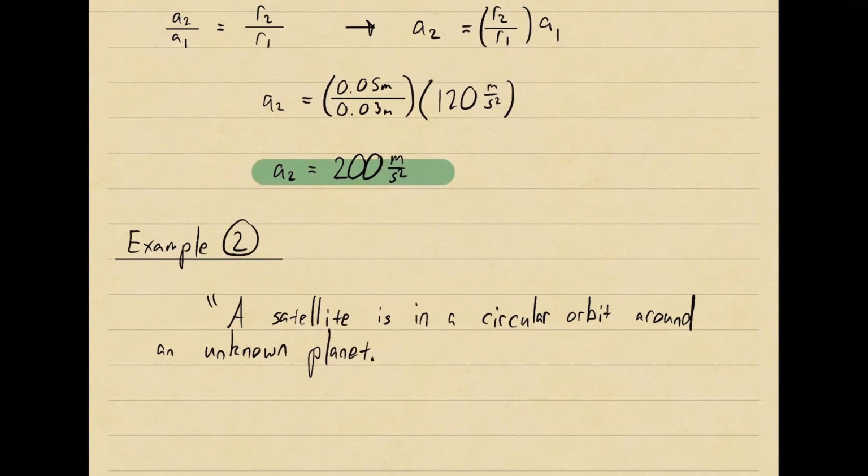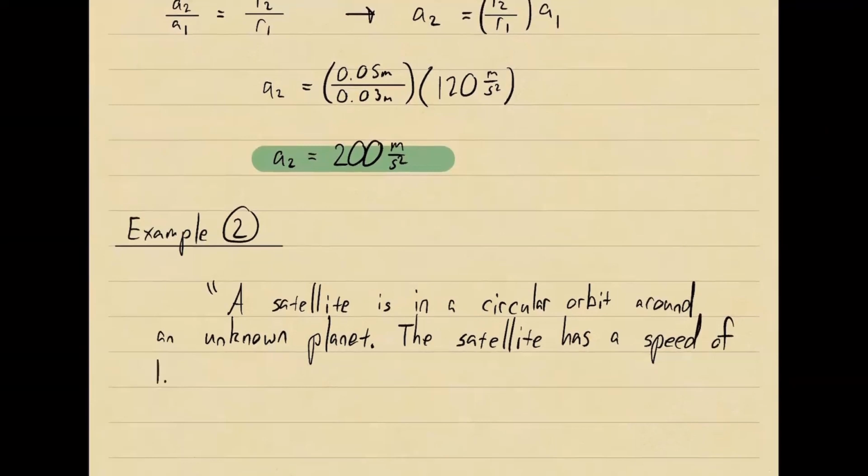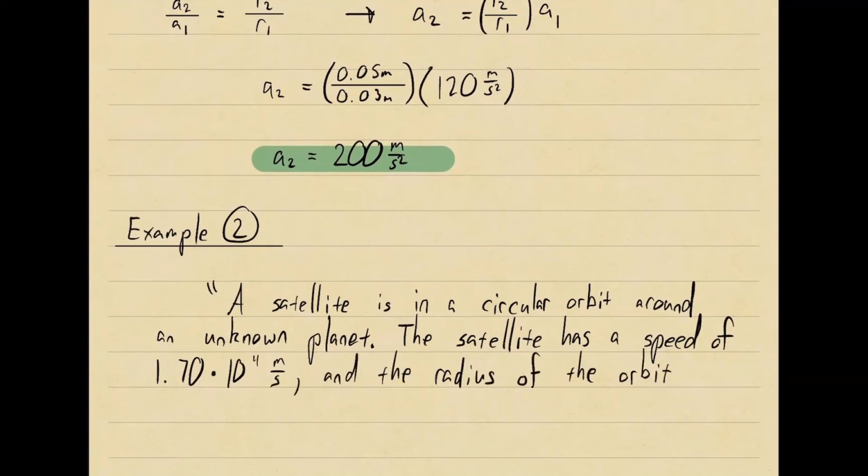So the satellite has a speed of 1.7 times 10 to the 4 meters per second. And the radius of the orbit is 5.25 times 10 to the 6 meters.